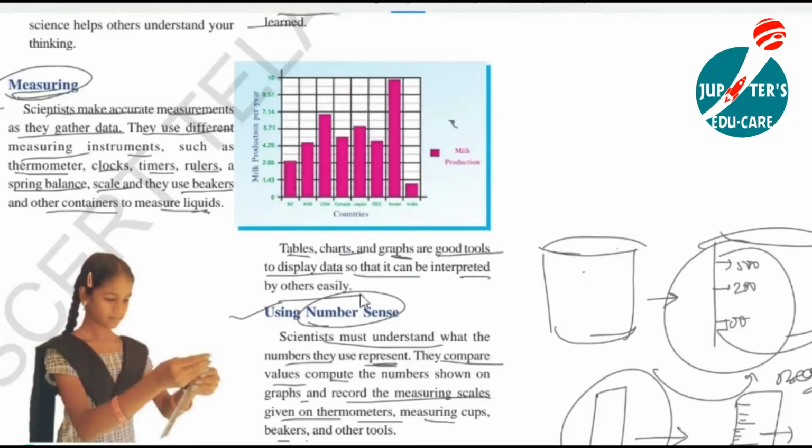Is it? So the number system, scientists use this number sense. By using this number sense, they can do their experiments easily. See here, they compare values, compute the numbers shown on the graphs, and record the measuring scales given on a thermometer, on a scale, or on measuring cups. This helps scientists measure different types of materials. So that is nothing but using number sense.